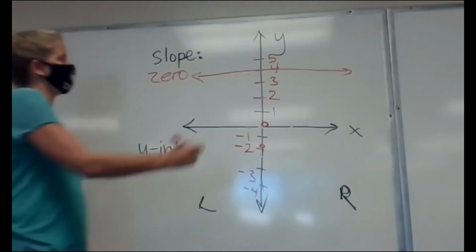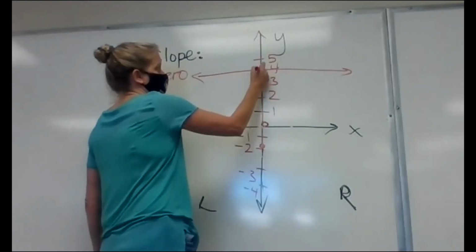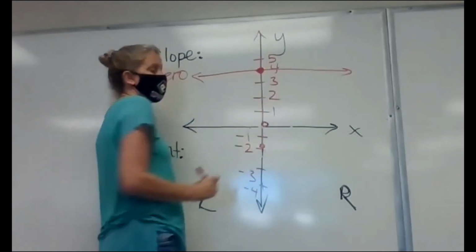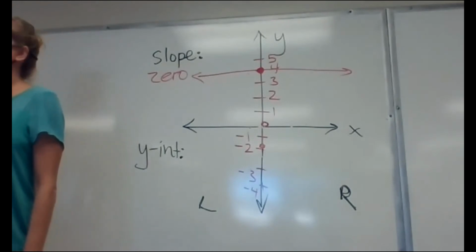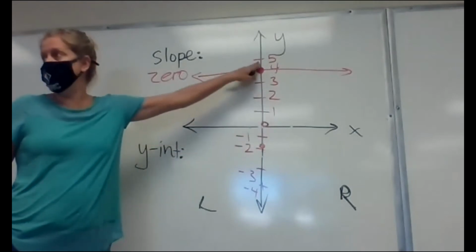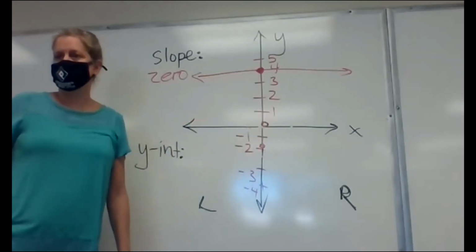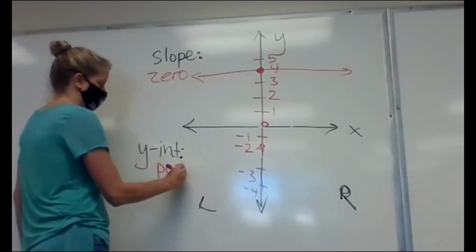Where is the y-intercept? Where does it cross through the y-axis? Here's my y-axis. Here's where it crosses it at this point right here. Is that in positive territory or negative territory? It's in positive, right? It's above the origin. So its y-intercept is positive.